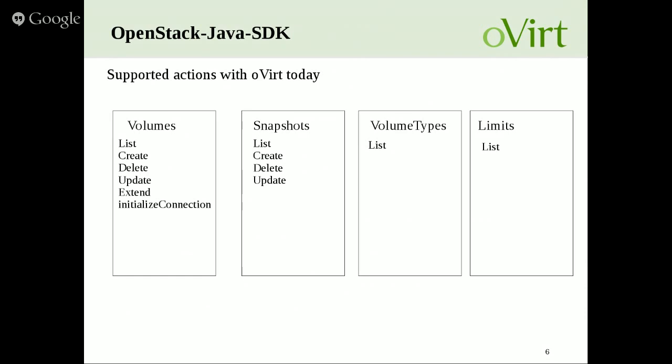Regarding snapshots, we also have create and delete. We can get a list of snapshots. Regarding volume types, we can get the list of the volume types. And regarding limits, this is basically related to the quota, which is defined and configured inside Cinder.